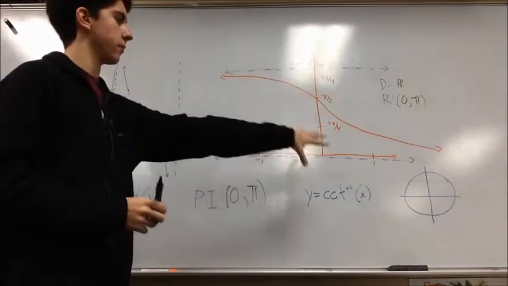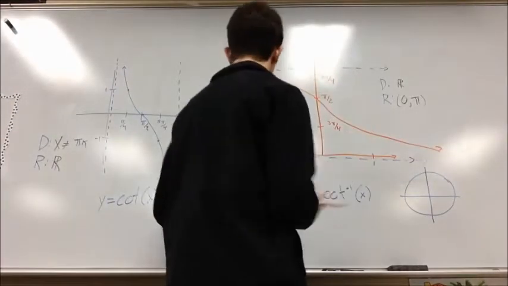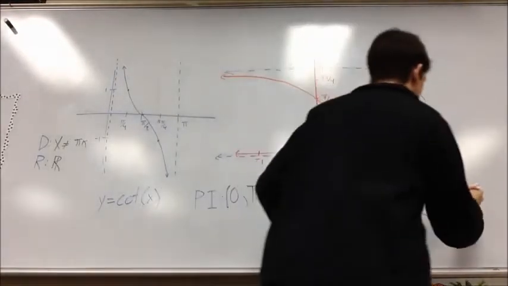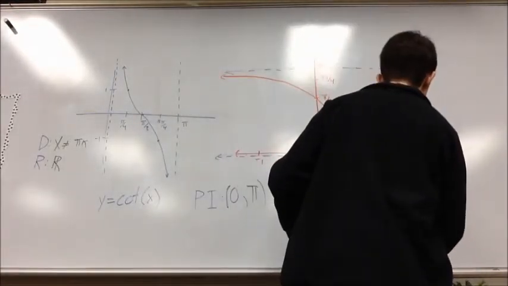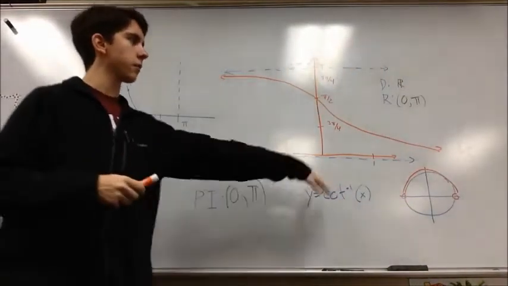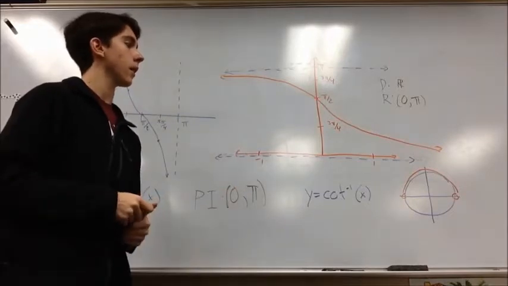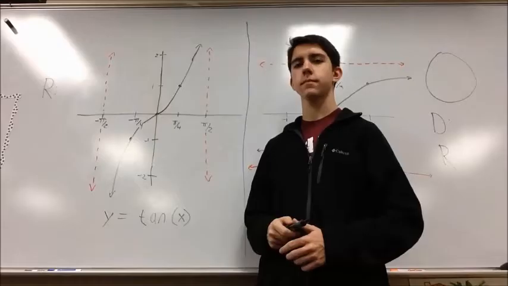So let's look on the unit circle and see where this is. We've got 0 to pi. It's right here. So again, make sure that all of your angle values are within that range so that it is a function. And that is inverse cotangent.